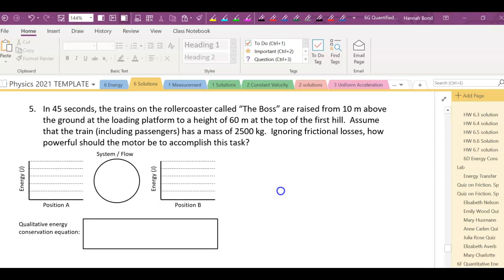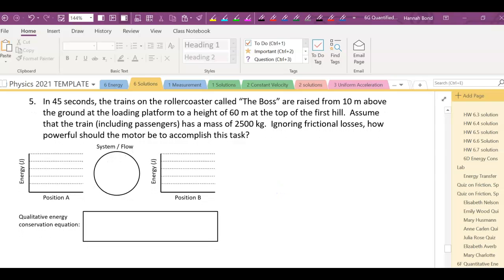Let's go on and do number 5 here. So here we've got a roller coaster, and initially the cars on this roller coaster are at 10 meters high, and they're not moving. And at position B, they are at a height of 60 meters at the top of a hill and not moving.